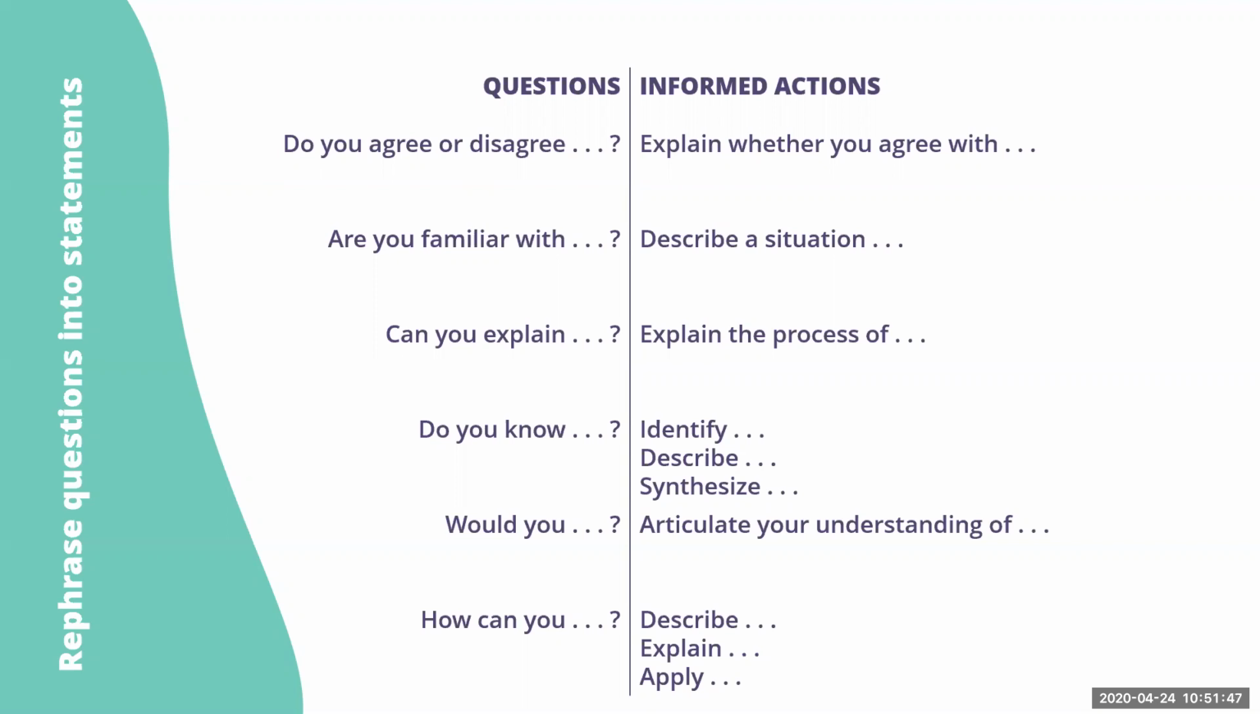So to do this, from our examples, instead of do you agree or disagree, and you answer yes and earn full credit, write a line of instruction to explain whether you agree or disagree. Rather than are you familiar with, try describe a situation to apply a theory. Rather than can you explain, well, technically, yes, I can explain, thank you for asking. Instead, try explain the process of something.